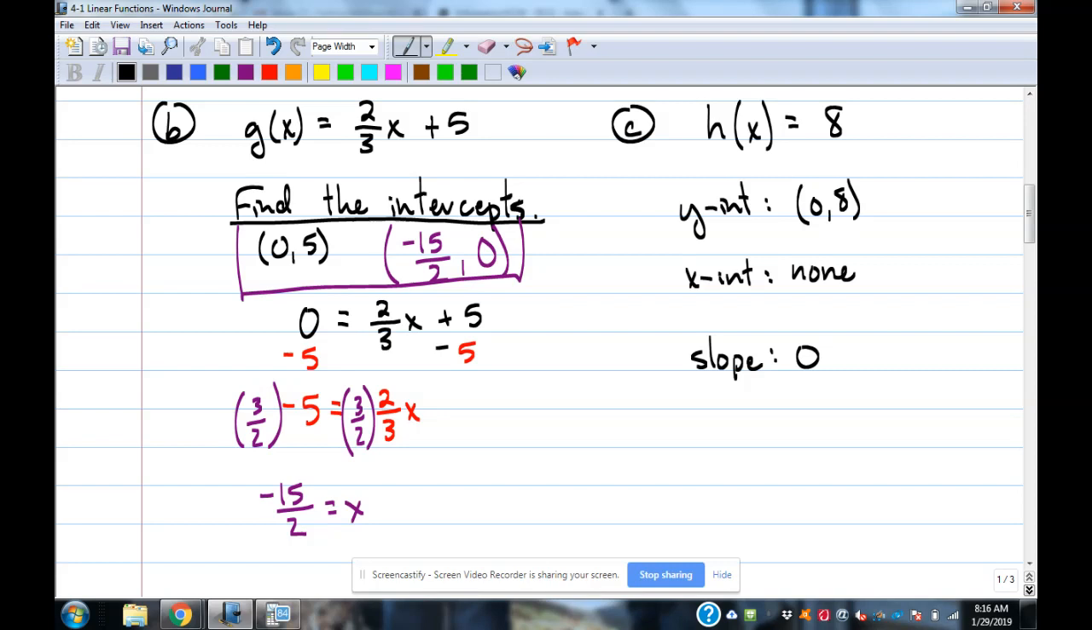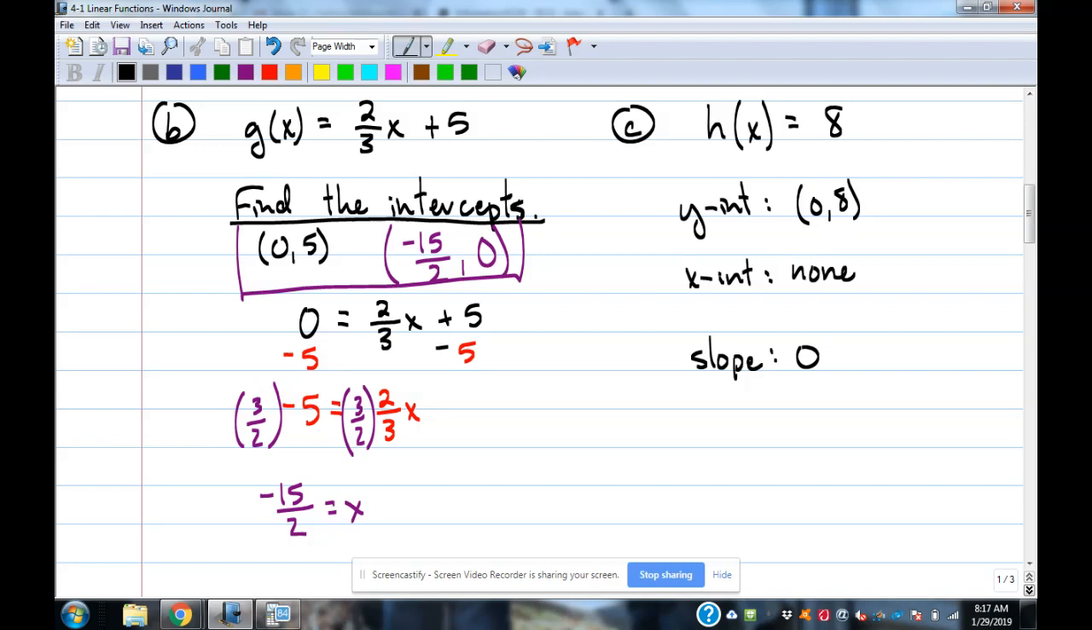Is that the case for every linear function? What are the things that change the domain? What are the red flags for changing the domain? Square root in the problem, x in the denominator. If it's a linear function, do you have square roots in it? No. Is x in the denominator? No. Those red flags aren't showing up. So every linear function has that domain from negative infinity to positive infinity, or all real numbers.